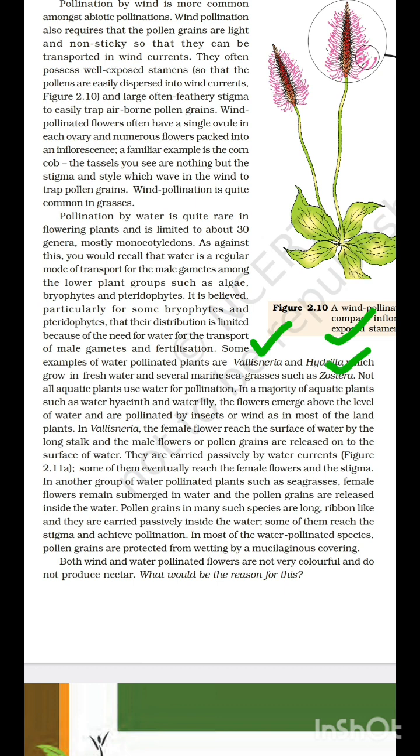In another group of water pollinated plants such as seagrass, the female flower remains submerged in water and pollen grains are released inside water. Pollen grains in some such species are long, ribbon-like and carried passively inside the water. Some of them reach the stigma and achieve the pollination. In most of the water pollinated species, or hydrophily, pollen grains are protected from wetting by a mucilaginous covering.